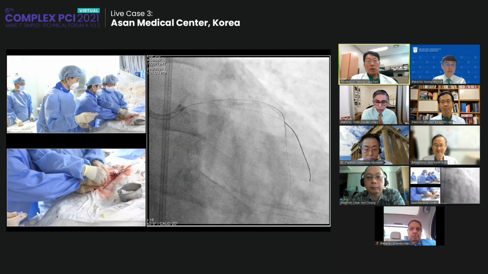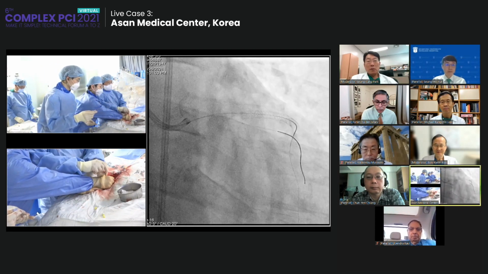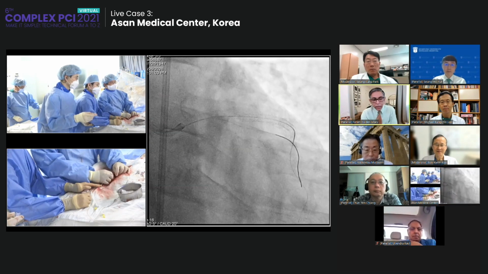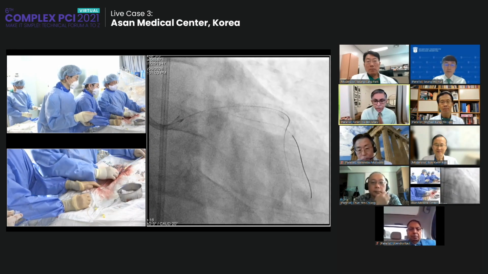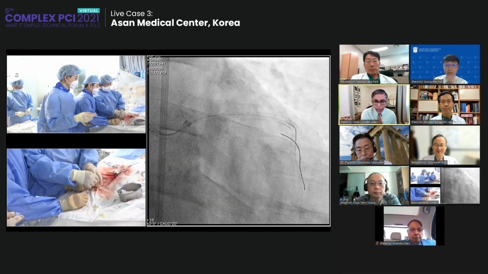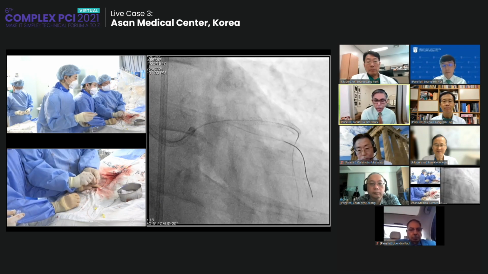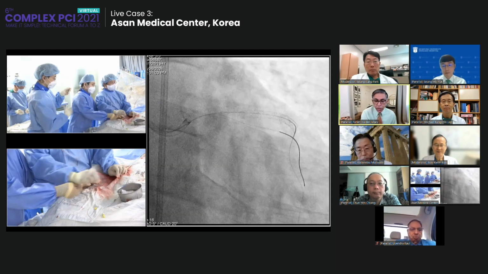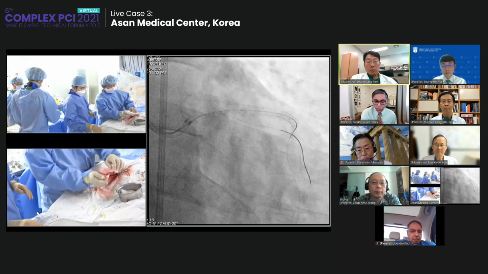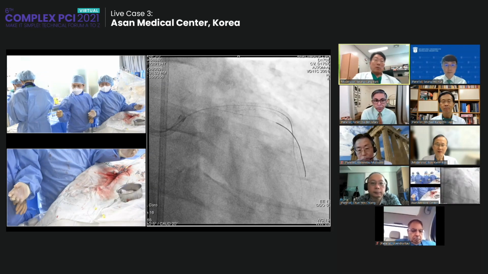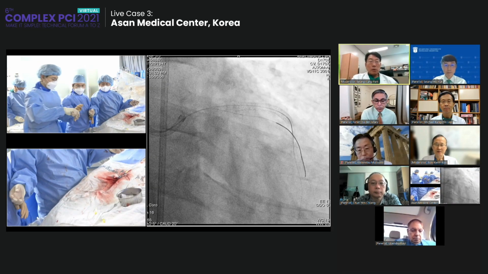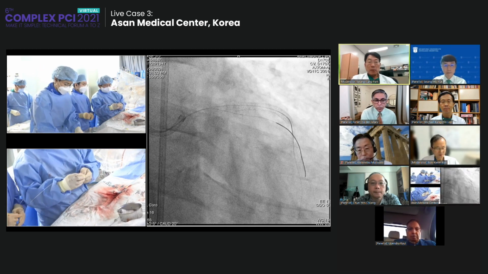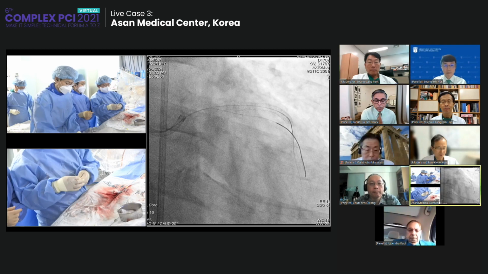So you change to the bigger balloon? Yes. I think one thing for the audience to understand is that it is okay to take these balloons to very high pressure. People are often afraid, but it's okay as long as the balloon is not bigger than the vessel. You won't perforate. If you go to 28 atmospheres, it will be 3.5. Oh, you change to the 3.5? Yes. After high pressure balloon, I like to check the IVUS.